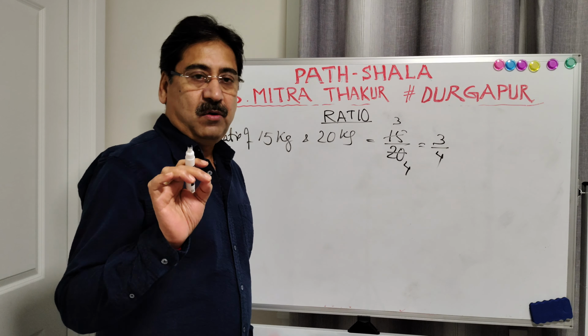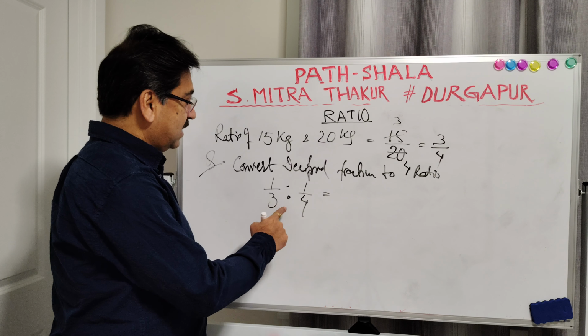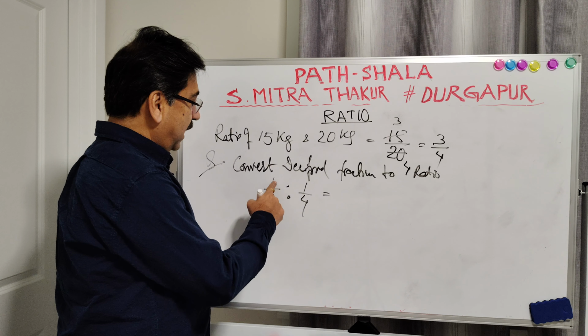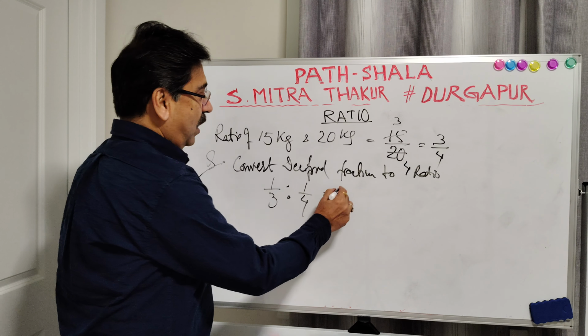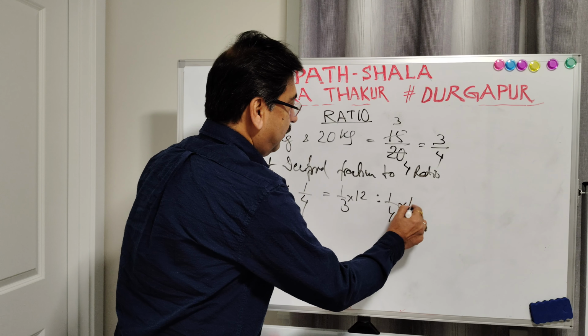Convert a fraction ratio to a whole number ratio. That is 1 by 3 is to 1 by 4. How will you convert it to the whole number ratio? First you see the LCM of 3 and 4. LCM of 3 and 4 will be 12. So you will multiply 1 by 3 into 12 and 1 by 4 into 12.